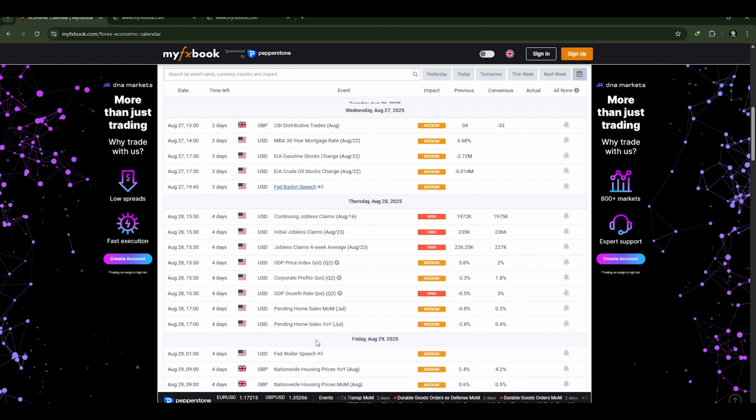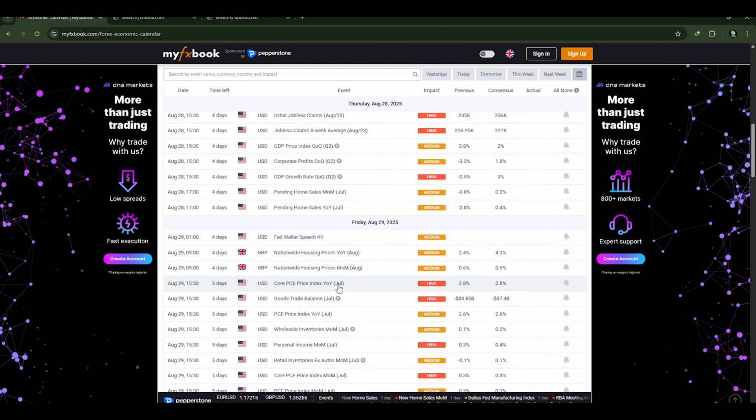On Thursday, nothing much on the GBP again. But on the USD, we are going to see the jobless claims data being released, the GDP price index, and the GDP growth rate. Then we have also the corporate profits and the pending home sales being released. I'm anticipating that Thursday will be a very big economic day on the fundamentals, which will affect the market.